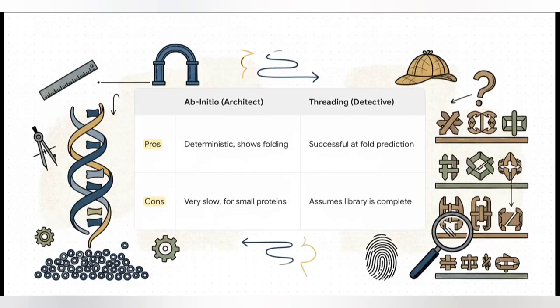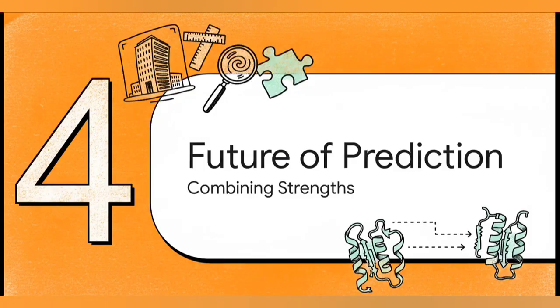This all leads to some really big trade-offs. The architect's approach is incredible because it can, in theory, solve any structure and even show you how it folds. But man, is it slow. We're talking supercomputer level slow, and it really only works for pretty small proteins. The detective is way faster and has a pretty good track record, but its big weakness is that it assumes we've already seen all the possible folds, and sometimes the match it finds is, well, a bit good enough rather than perfect. So, who wins, the architect or the detective?